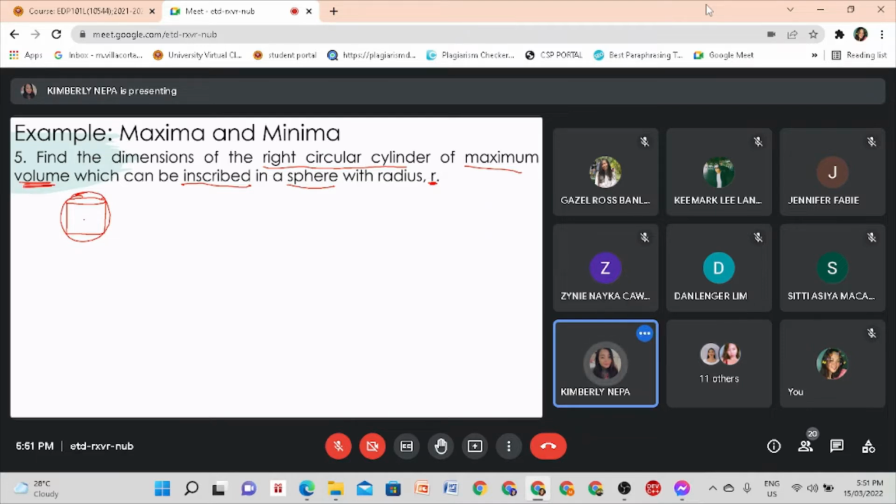So here, ang equation nga naga-matter now is the volume of the cylinder. Kay mao man ang atong ginapangita, maximum volume of the right circular cylinder. Can you hear me well, class? Yes po, ma'am. Okay. So, what is the volume of the cylinder? Right circular cylinder.